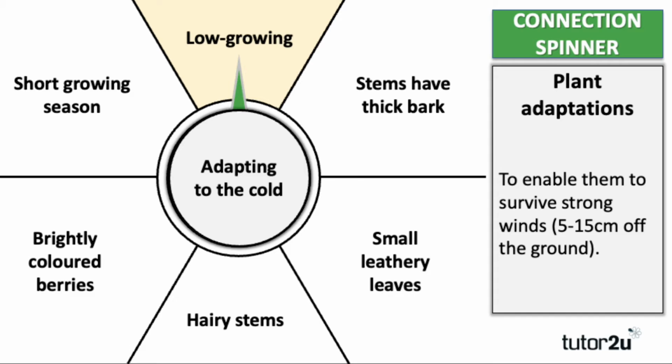They're generally between 5 and 15 centimetres off the ground. And that means that when it is really windy, which it quite often is in these regions, the plants are not breaking due to those high winds. We're going to send the spinner around once more.